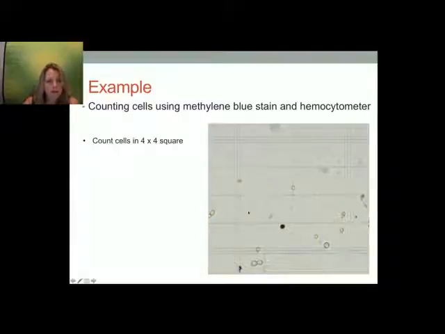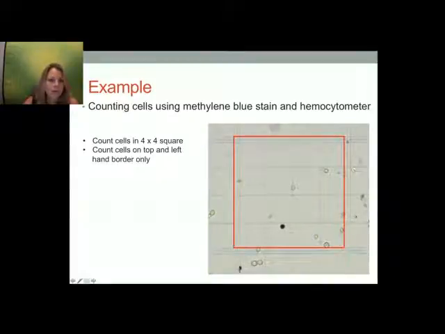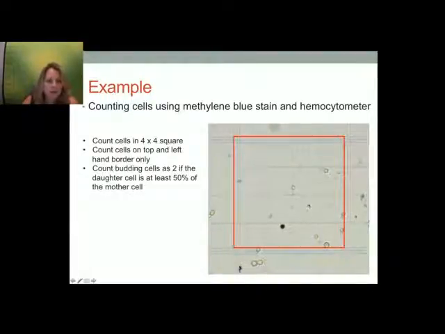In addition to counting the cells within this 4 by 4 square, you will also need to count the cells that are found on the top border here and the left-hand side border. You will not count cells in the bottom border, as this one here, or in the right-hand side border. This red square depicts exactly the area that you will count. When you're counting these cells, obviously single cells will count as 1, and you include counting the dead cells, so you're going to count the total cells first.